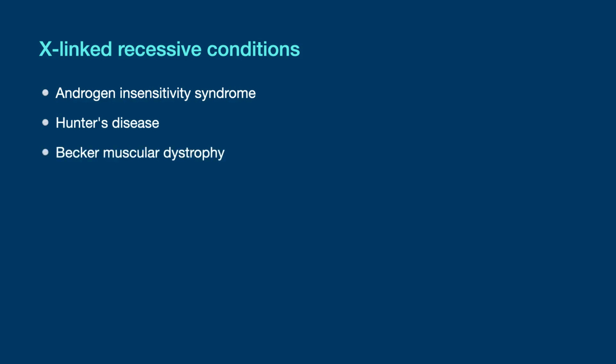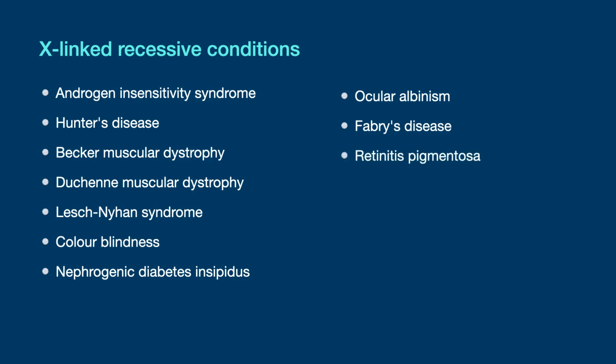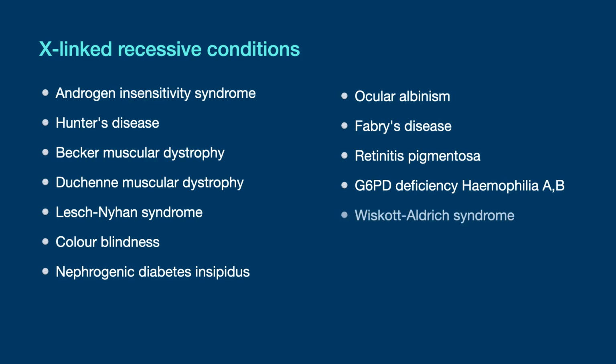The following conditions are inherited in an X-linked recessive fashion: androgen insensitivity syndrome, Hunter's disease, Becker's muscular dystrophy, Duchenne's muscular dystrophy, Lesch-Nyhan syndrome, color blindness, nephrogenic diabetes insipidus, ocular albinism, Fabry's disease, retinitis pigmentosa, G6PD deficiency and hemophilia A and B, Wiskott-Aldrich syndrome, and Fragile X syndrome.